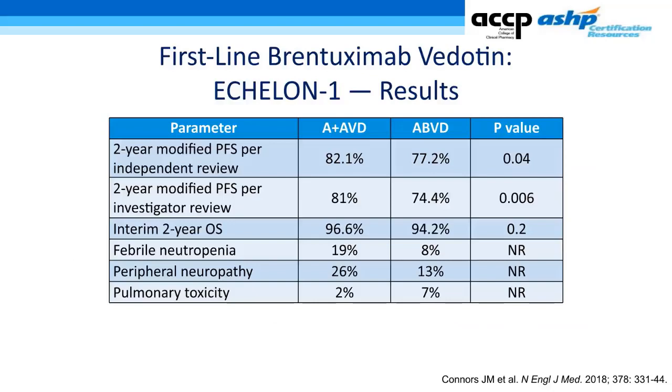So the results of the Echelon 1 study certainly got a lot of attention in the lymphoma world. So you can see here that A plus AVD had a statistically significantly greater modified progression-free survival at the 2-year mark by both independent and investigator review. There was a higher incidence of febrile neutropenia and peripheral neuropathy in the A plus AVD arm, but there was a higher incidence of pulmonary toxicity in the ABVD arm. However, none of those percentages for adverse effects were statistically significant. So how do you interpret this now?